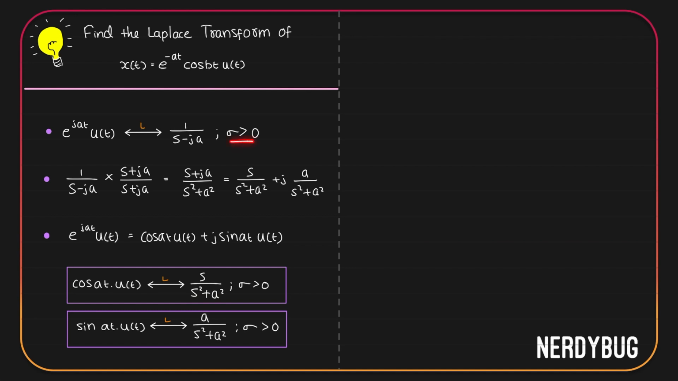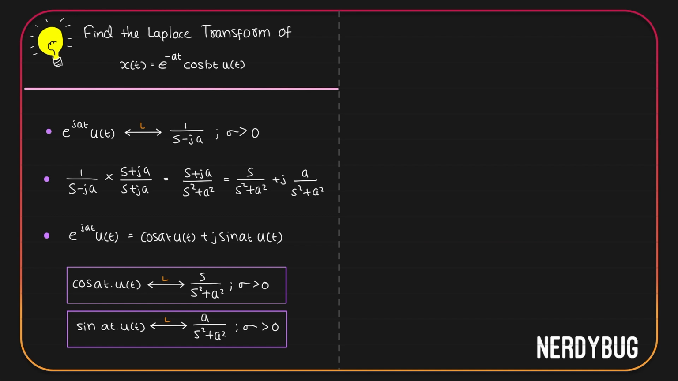So the Laplace transform of cos at u of t is s by s square plus a square. We already found the ROC here. It is sigma greater than 0. The Laplace transform of sin at u of t is a by s square plus a square, and its ROC is also sigma greater than 0. What we have over here is cos bt u of t. Its Laplace transform will be s divided by s square plus b square. ROC is sigma greater than 0.